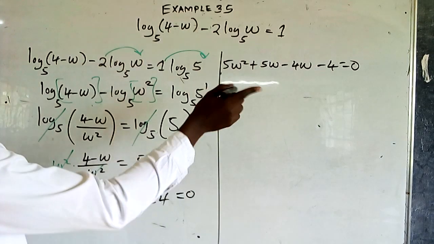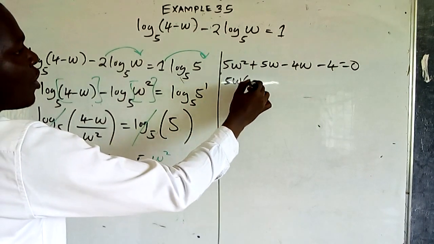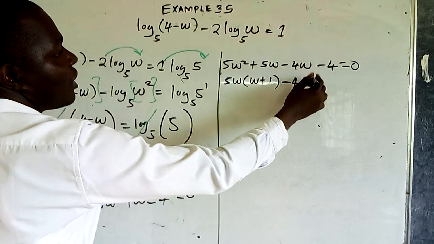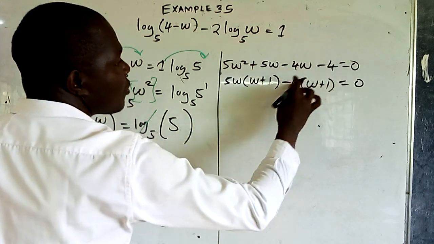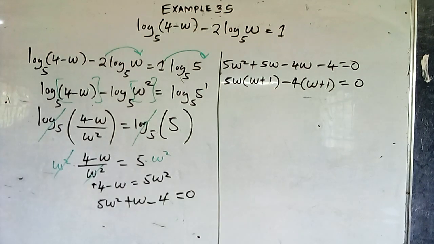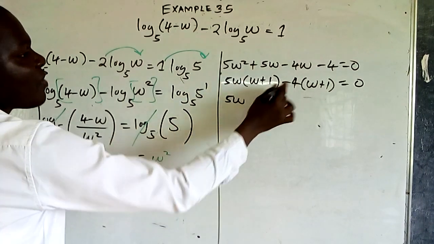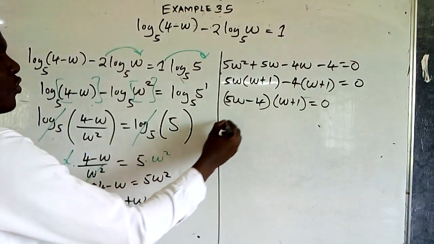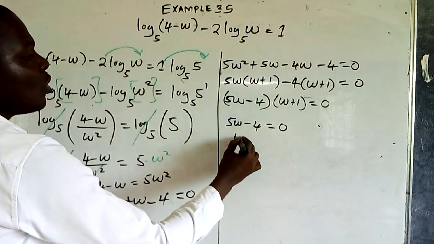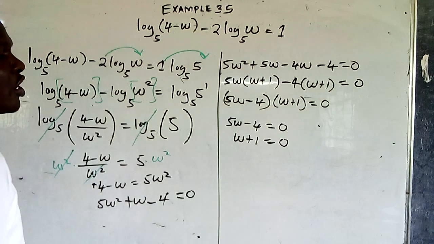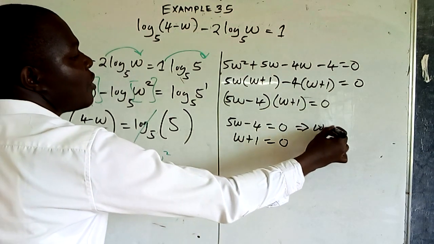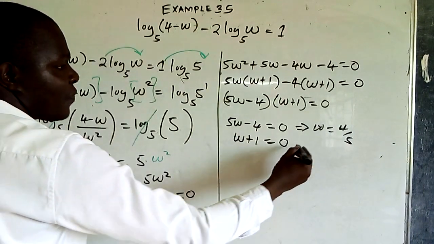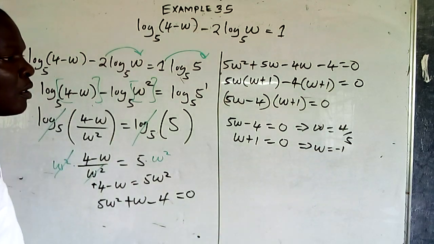So from there we now have 5w is common there, then we have w plus 1, then there negative 4 is common, and you remain with w plus 1 is equal to 0. Then we have 5w minus 4 or w plus 1 is equal to 0. So this means either 5w minus 4 is 0, or w plus 1 is equal to 0. If you solve the first case, you get w is equal to 4 over 5, and on this side you get w is negative 1.